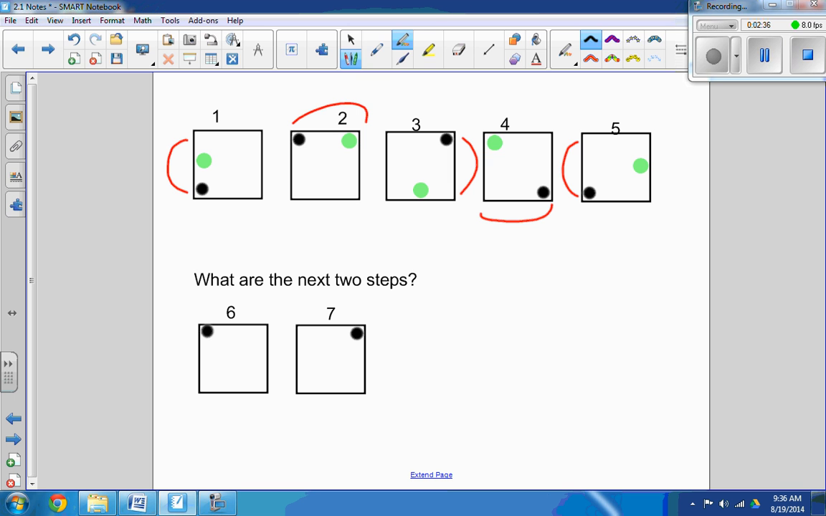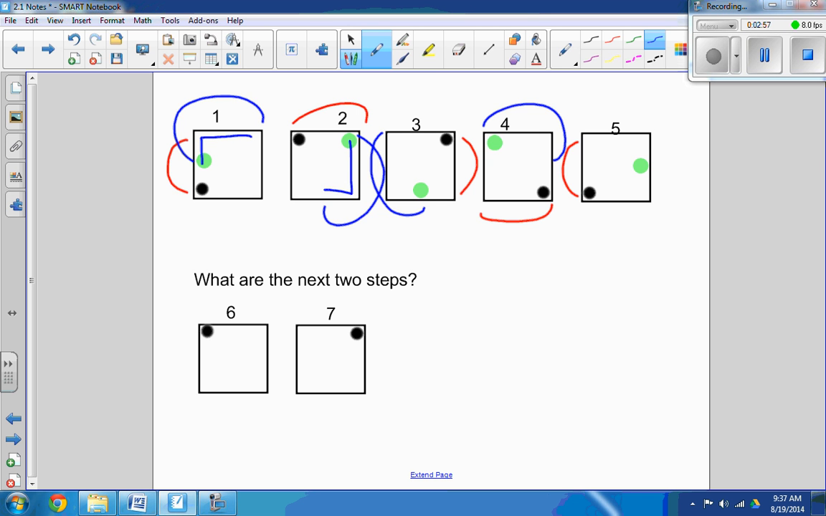Then we've got this green dot. Let's see if we can figure out what's going on with the green dot. Goes to here, goes to here, goes to here, goes to here. So it's looking like it's making a step and a half. It's going to the next corner and the following corner. So it goes down, like this. So it's taking a step and a half.